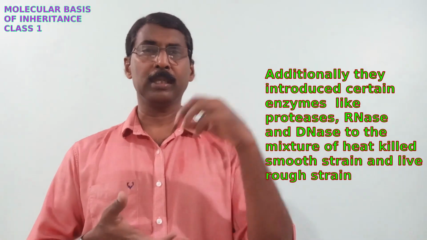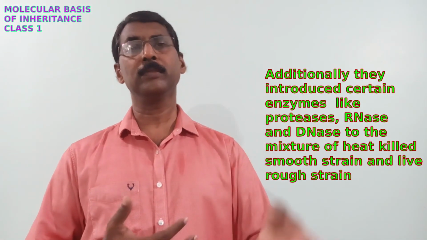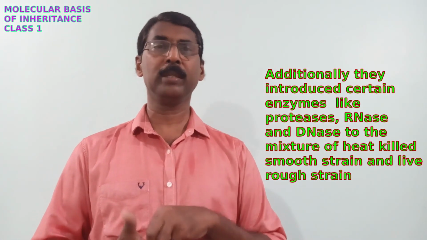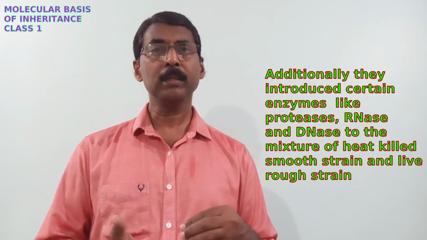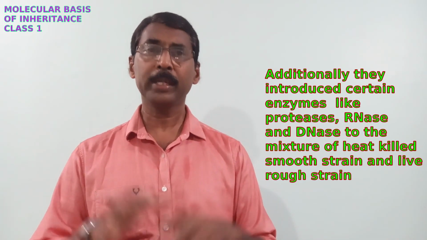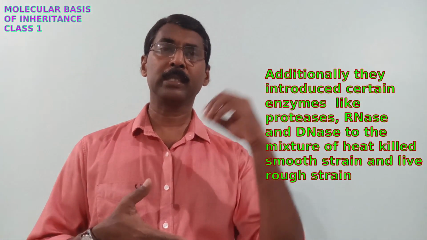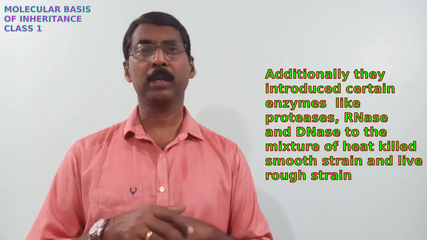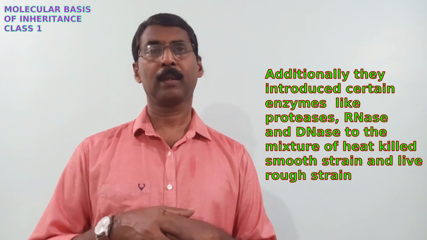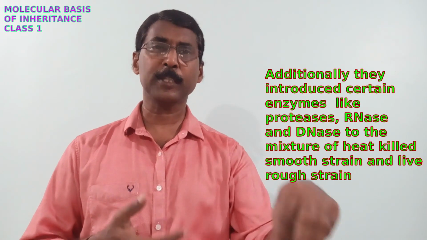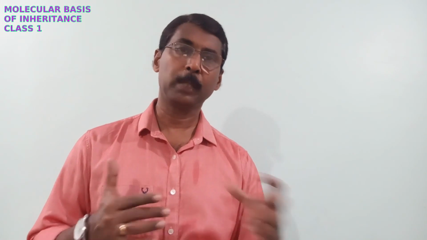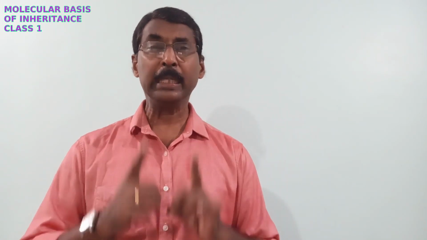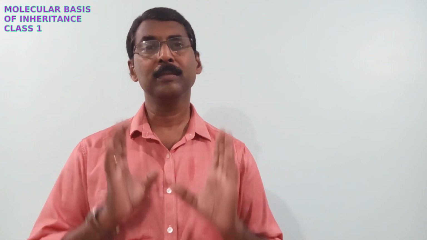If protein is the genetic material, this protease would destroy the protein, hence the protein cannot act as the genetic material, and in such a case pneumonia will not be contracted and the mice would survive. But when they conducted this experiment, the mice contracted pneumonia and they died. What does it indicate? It indicates that protein is not the genetic material.